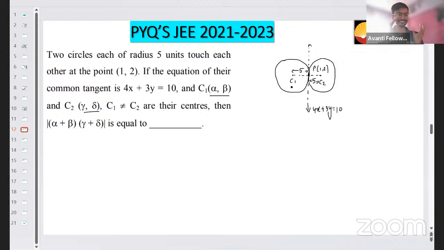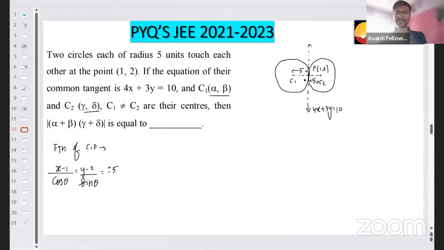So again, this is the same setup or same diagram as before, use of parametric form. So I can write equation of line C1P as (x minus 1) upon cos theta is equals to (y minus 2) upon sin theta is equals to 5. If I use 5, I'll get the coordinates of C1. And if I use minus 5, I'll get the coordinates of C2. So again, we need to find theta.